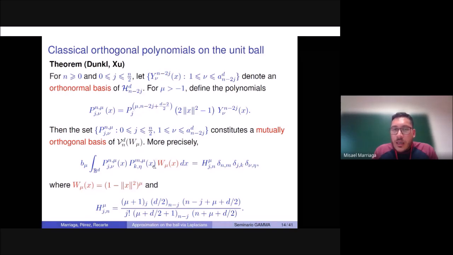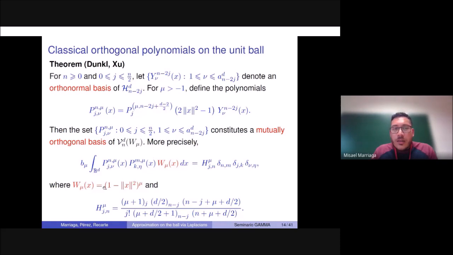And as you can see, here we have a weight function that is defined on the ball. It's of this form right here. It is also a radial function, and the parameter appears as an exponent over here. Okay, and then these are the norms, and they are all positive. That's why I'm calling them norms. And they have this expression over here. So I want to emphasize that this has one radial part composed of the Jacobi polynomials and one spherical part composed of the harmonic polynomials.